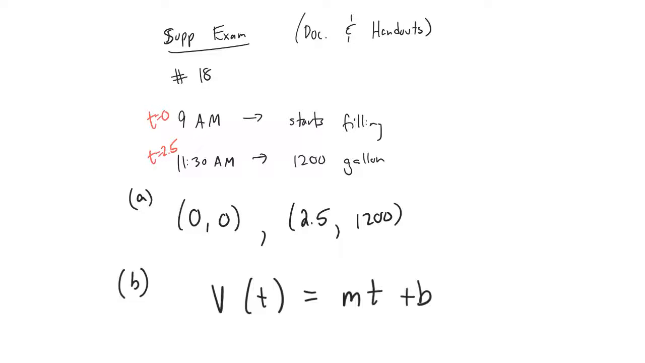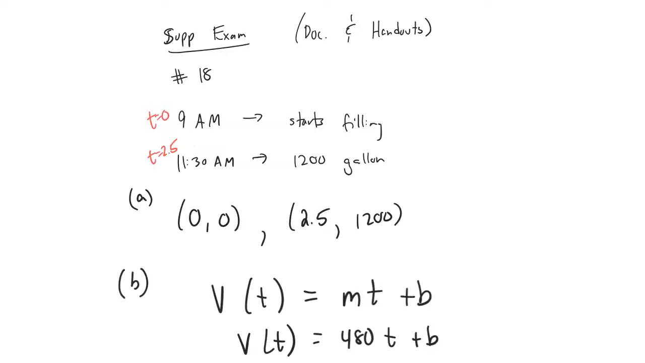480. Thank you. So 480 gallons are gained every what? 30 minutes? No. Or hour. My units are hours, so every hour. And again, the b value is the starting point.